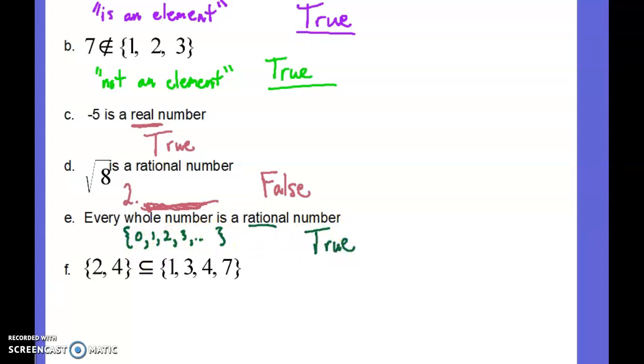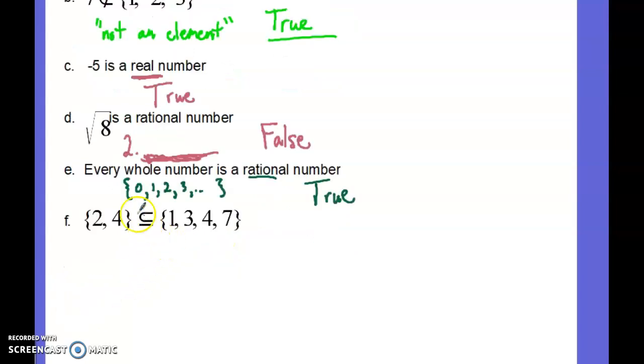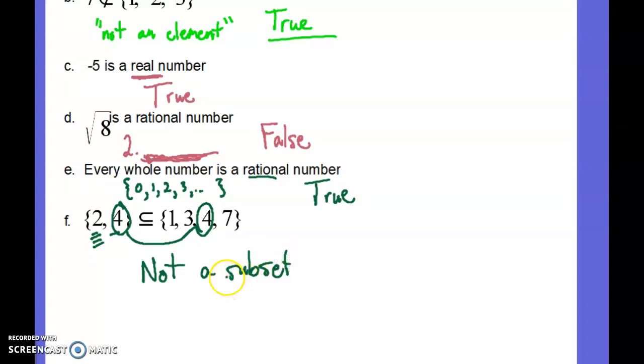And then letter F, if you recall, I talked about this is a subset. What that's saying is every element that's in this set is also in this set. Well, if you're looking, 4 is also over here, but 2 is not. So since I found one that is not, this is not a subset. In other words, this is a false statement.